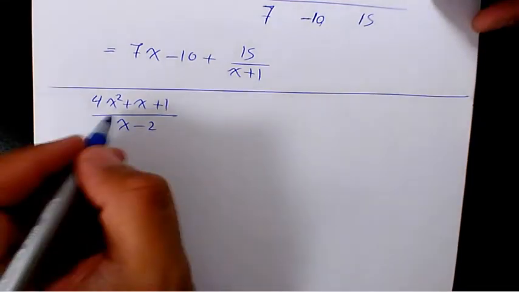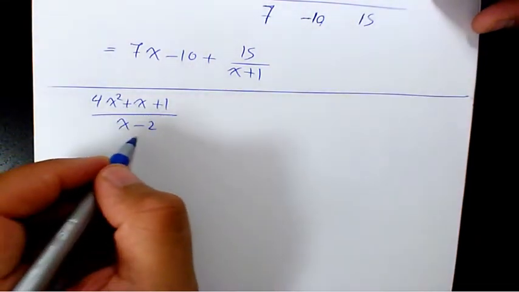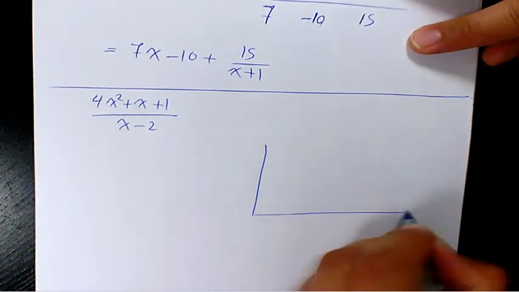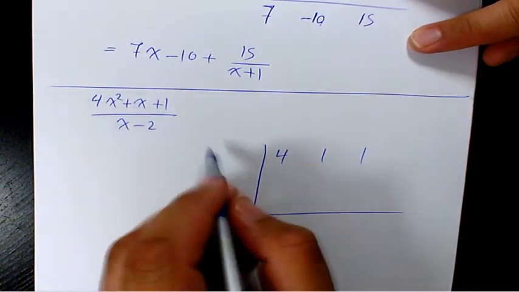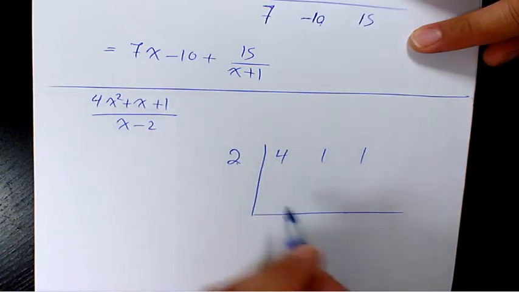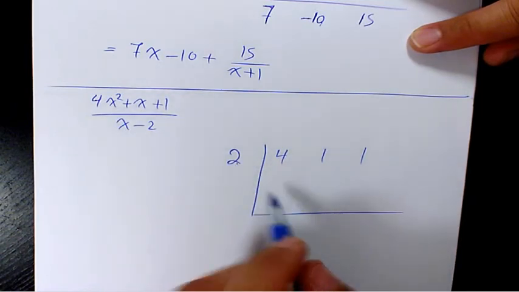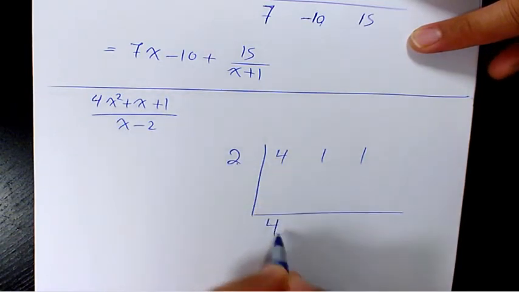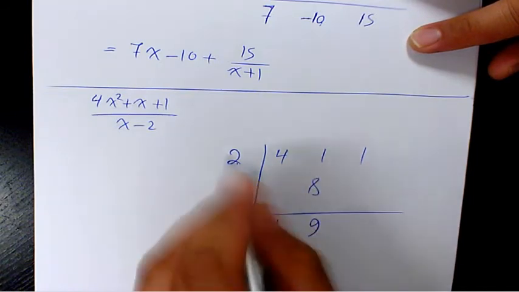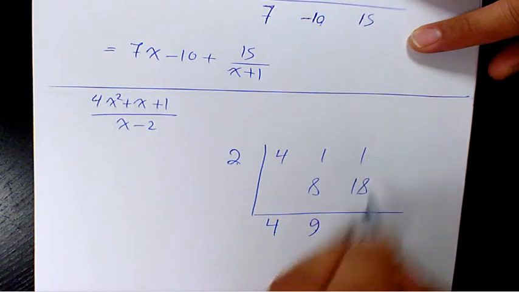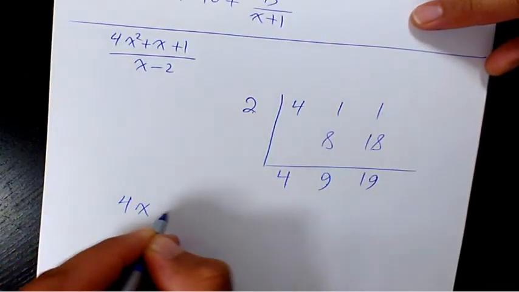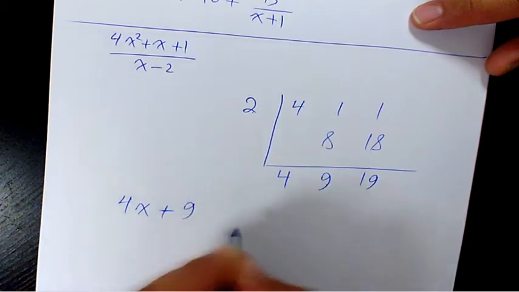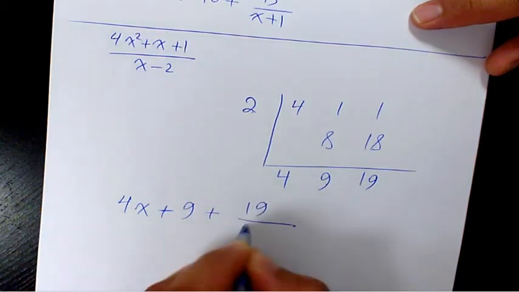Next one, 4x squared plus x plus 1 divided by x minus 2. So we have 4, 1, 1 divided by 2. So what we have here, you bring 4 down. 4 times 2 is going to be 8. 8 plus 1 is going to be 9. 9 times 2 is 18. 18 plus 1 is going to be 19. So the answer is going to be 4x plus 9 plus 19 over x minus 2.